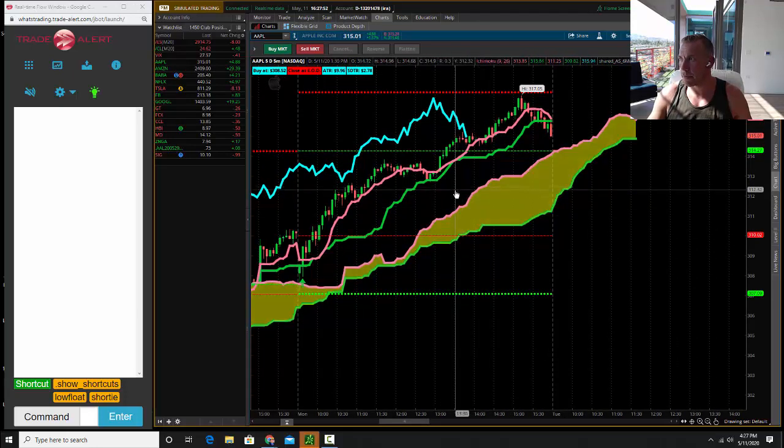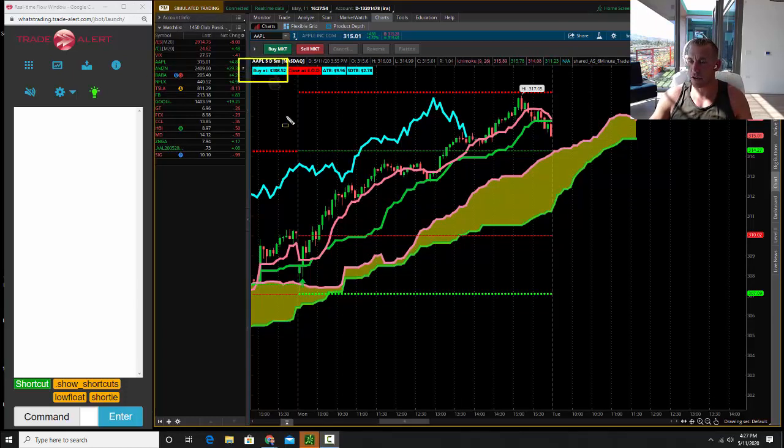So here's Apple on the 5-minute bar. And what we saw here is an Apple bull bar above the cloud at 308. So there's your buy signal, 308.52. So you could have taken this trade one of 3 ways.